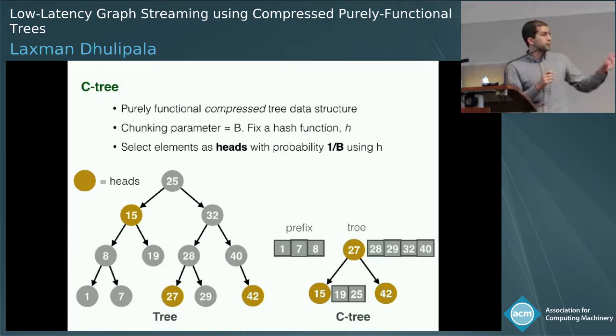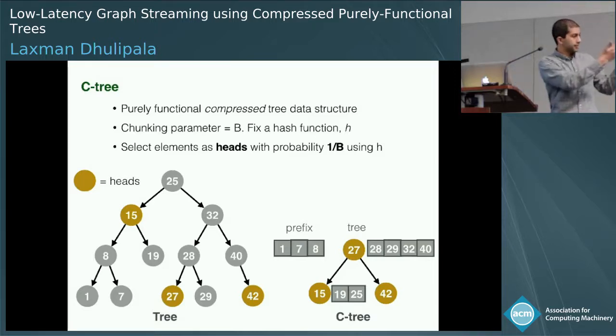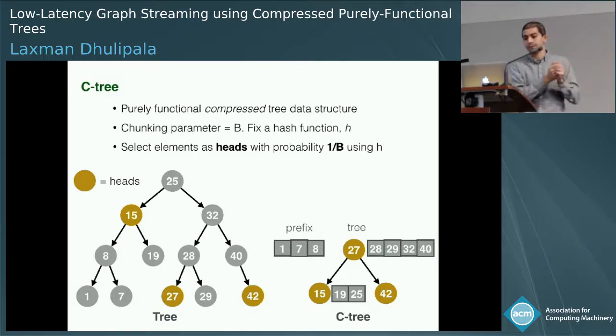And so the purely functional data structure is now a purely functional tree on these heads where the values are these chunks. And notice that there might be a collection of tails that don't have a previous head associated with them. So we call this the prefix, and the C-tree data structure is the combination, this pair of a prefix and the purely functional tree on the heads with these chunks as the values.